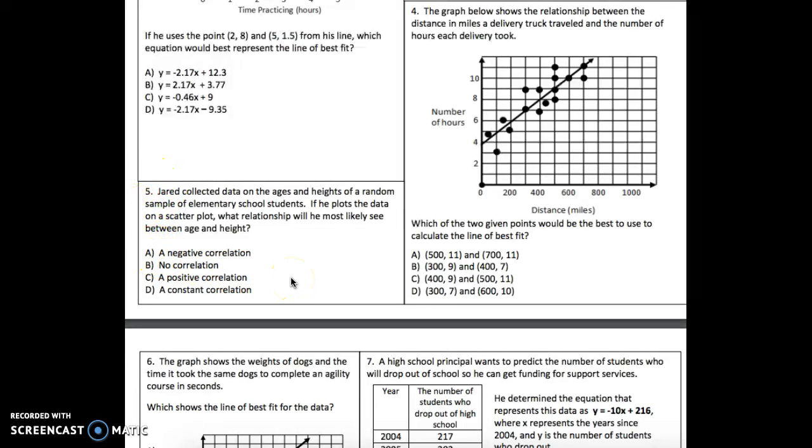Jared collected data on the ages and heights of a random sample of elementary school students. If he plots the data on a scatter plot, what relationship will you most likely see between age and height? So think to yourself, as students get older, so as their age goes up, what happens to height? Height also usually goes up. So since both are going up, we would say C, positive correlation.